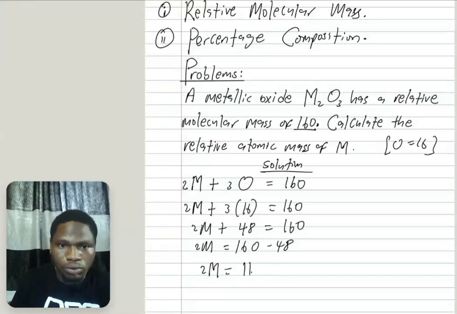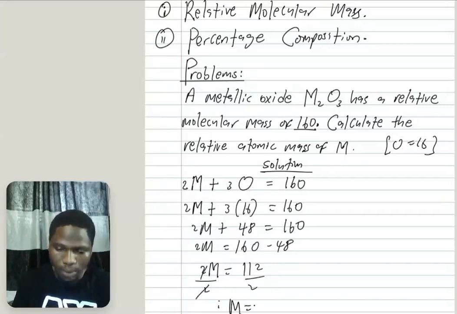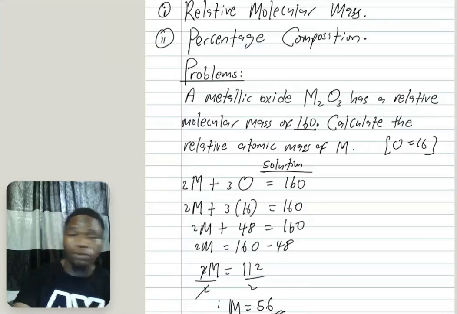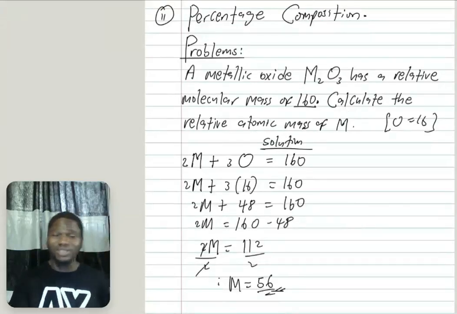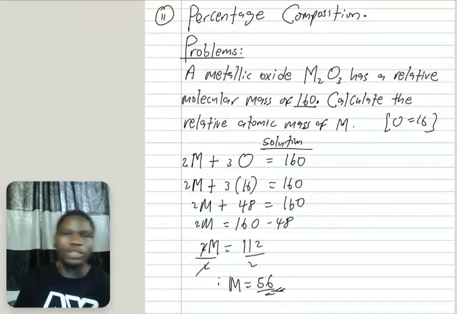112. So, to get the value of M, we divide both sides by 2. Divide both sides by 2, what do we have? M equal to 112 divided by 2. So, we have 56. That is the answer. Just put 56. You don't have to put any units. So our answer is what? 56. That's that for that. As simple as that. Is it hard? No. So let's go to percentage composition.